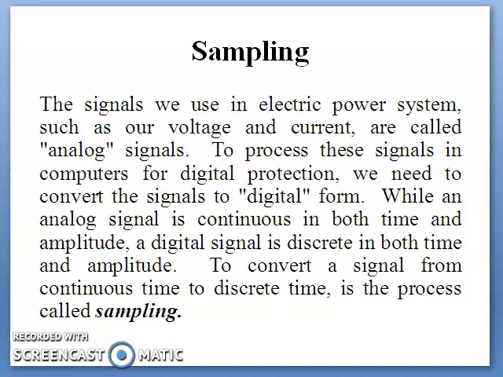Sampling: again I will say that the signals we use in electrical power systems, which are voltage and current, are analogous signals. Now to process these signals in computers for digital protection, we need to convert the signals to digital form. An analog signal is continuous in both time and amplitude, while a digital signal is discrete. We can also say that we have to convert the signal into discretized form. So converting a signal from continuous time to discretized time is called sampling.